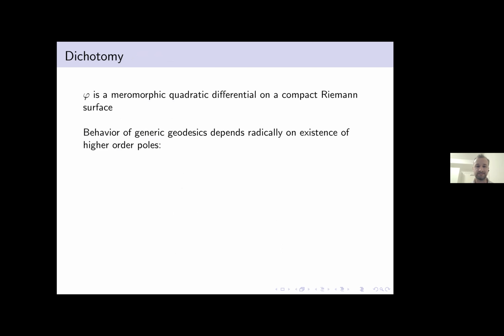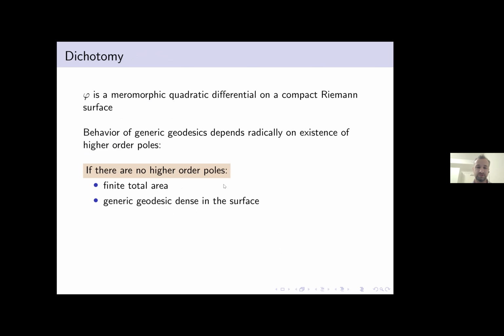There are two classes of these meromorphic quadratic differentials. In the first case, if there's no higher order pole, then according to this table the whole metric space is the whole surface, so you have finite total area. From a dynamical point of view, if you look at generic geodesics, or imagine sitting on this flat surface and shooting a ray of light in some direction, it will wind around in very complicated ways, infinitely on the surface, and can come arbitrarily close to every point.